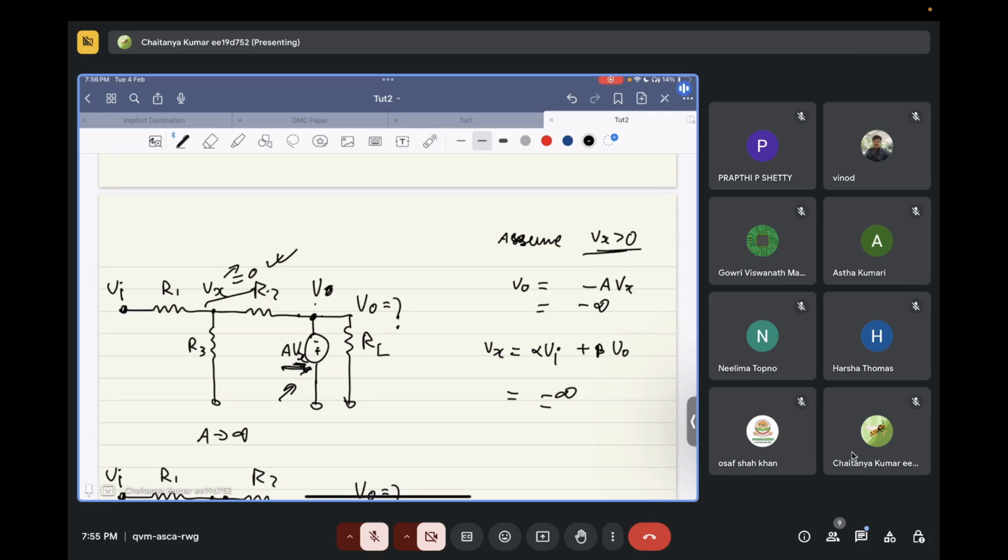If Vx becomes 0, then basically the current will be Vi by R1. Here no current will be flowing, and this current will flow through R2. So output will be minus R2 by R1. Correct?